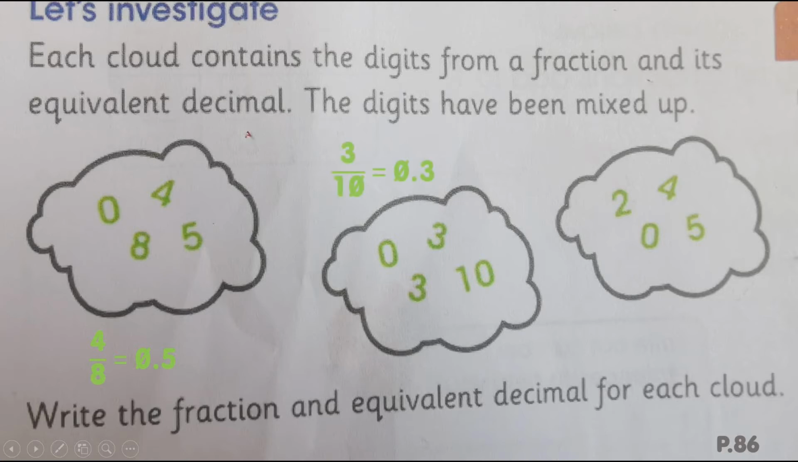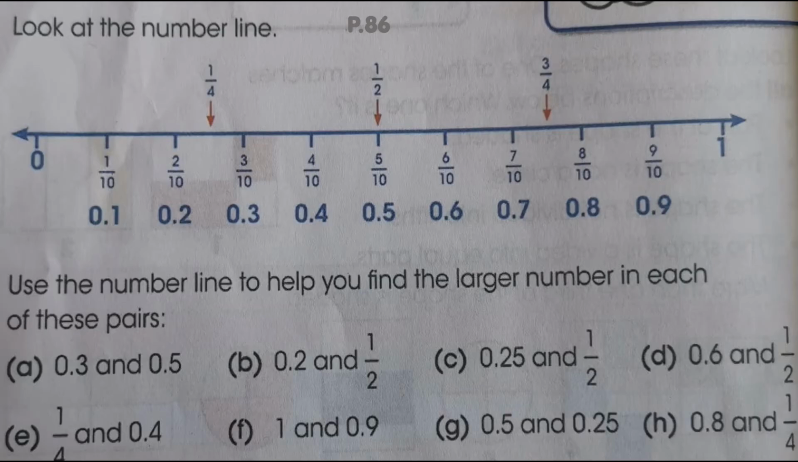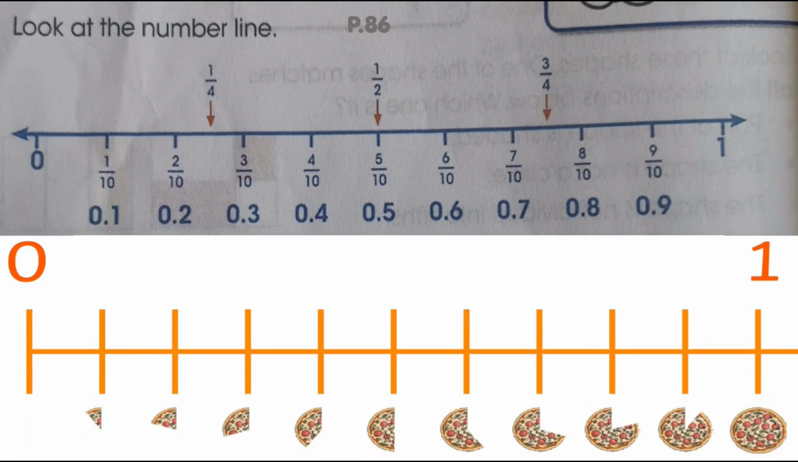Then we have 3 out of 10 equals 0.3 and 2 out of 5 equals 0.4. Alright, in our next exercise we have a number line. The question says use the number line to help you find the larger number in each of these pairs. If you look at the number line, the numbers get bigger as we go to the right, because we go from zero and parts into whole amounts, right?